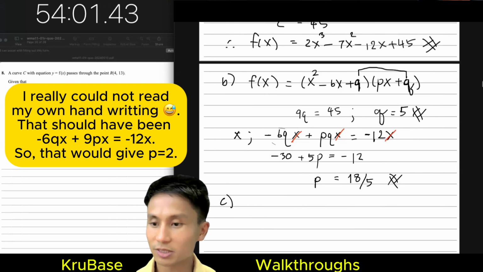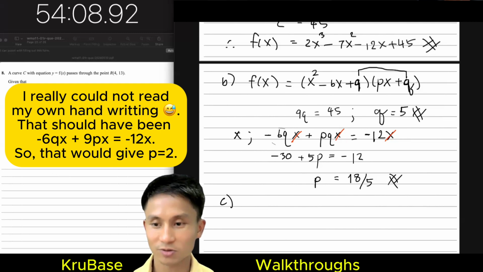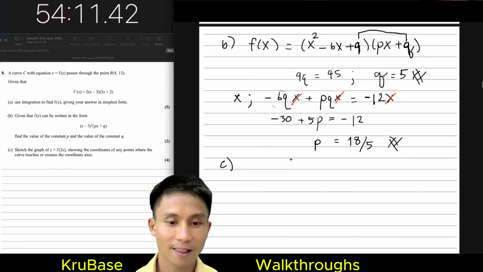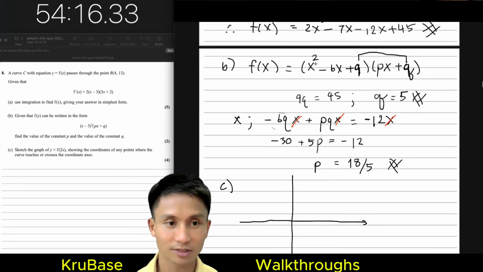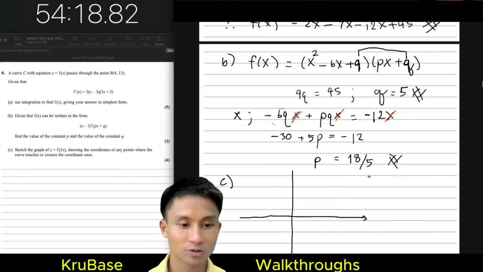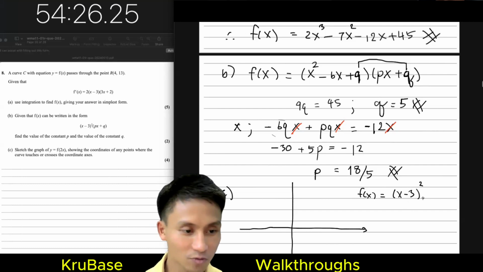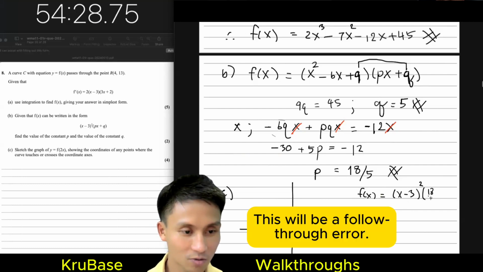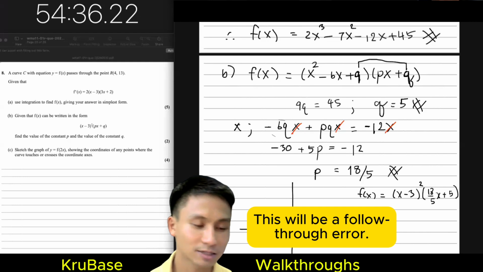Okay. Question C. Sketch the graph of y equals f(2x), showing the coordinates of any points where the curve touches or crosses the coordinate axes. So guys, if we were to plot just the f(x) first, we can use the factorized form. So let's have a look at the factorized form first. So f(x), we already have that in place, and p and q. So p is 18 over 5. x plus q is 5, right? So that is the equation for f(x).